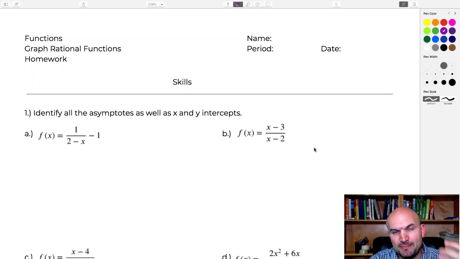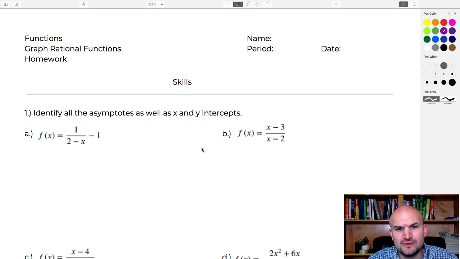I will do exactly the same process that I'm doing here, but then I'll just create a table of values and choose points to the left and to the right of each vertical asymptote and then find those values. And then once I have enough points, I can sketch them to get an idea of the shape of the graph.